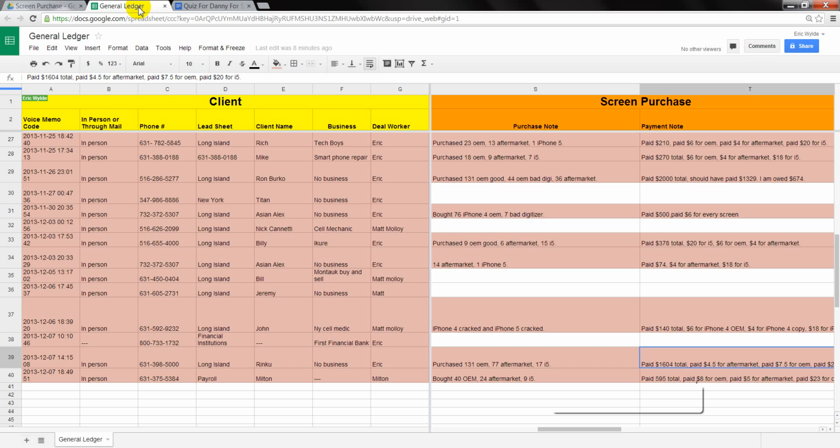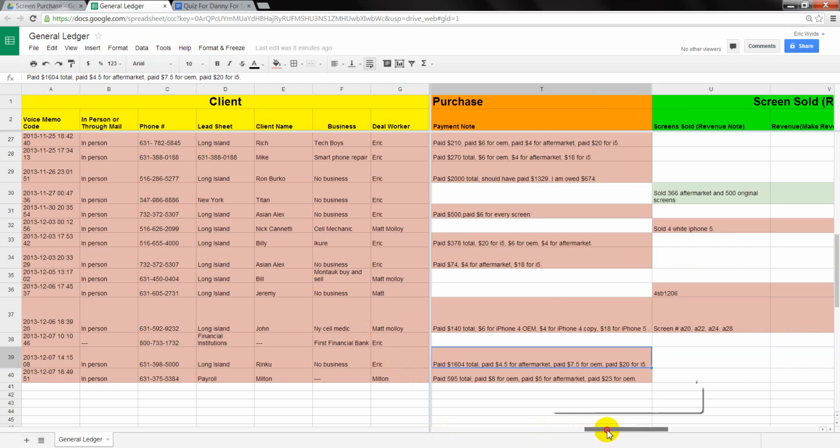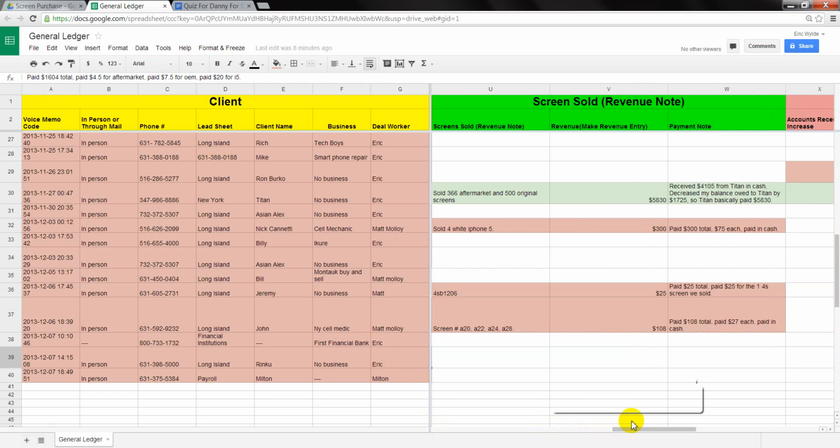After screen purchase, we have screen sold. Screen sold is very important because if we sell client screens, we want to know which screens we sold them specifically and what they paid for them. If a client tells us that they want a cheaper price or something like that, we need to know what we gave them last time. There's plenty of clients that just lie about what they paid last time.